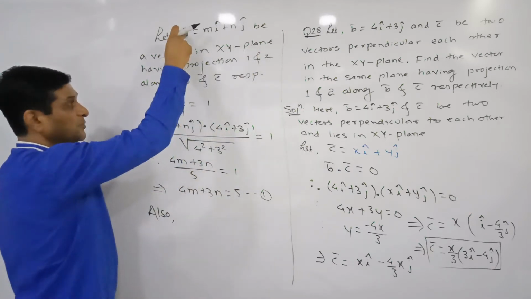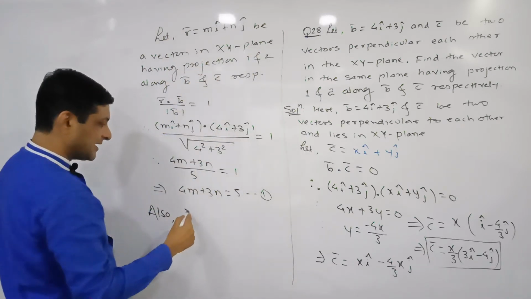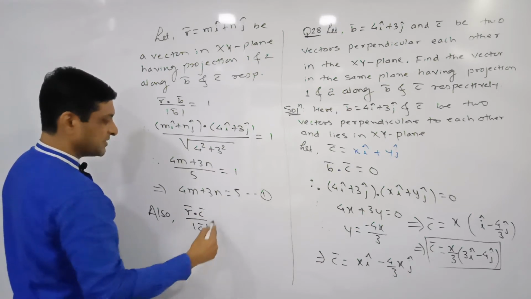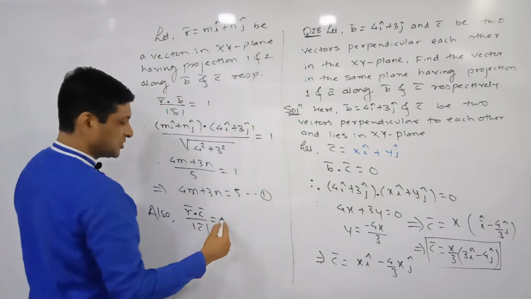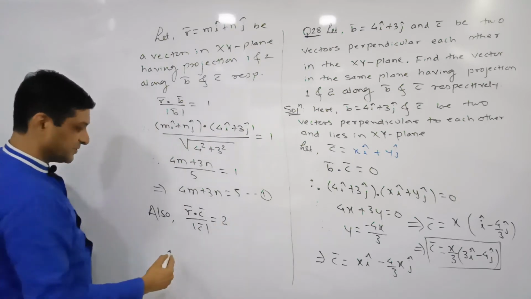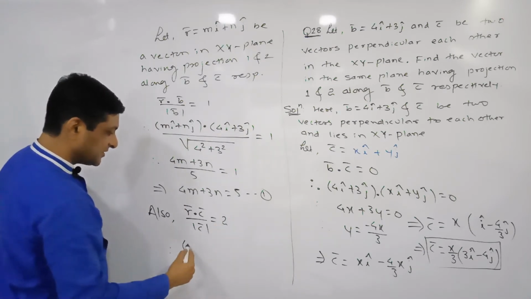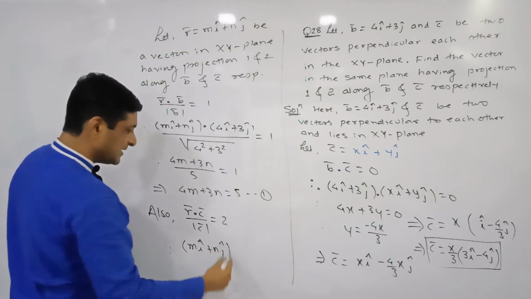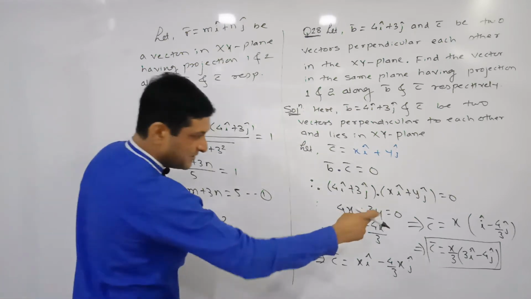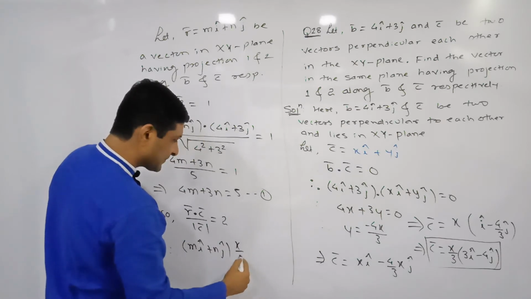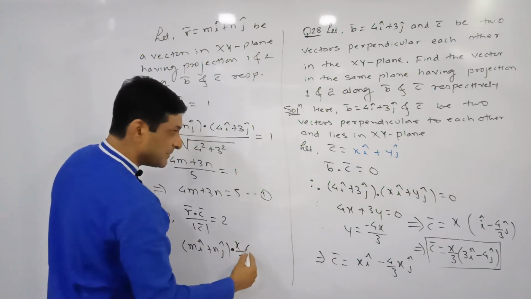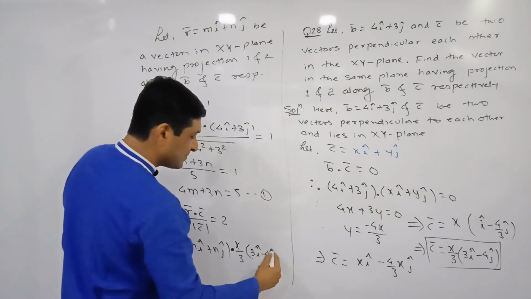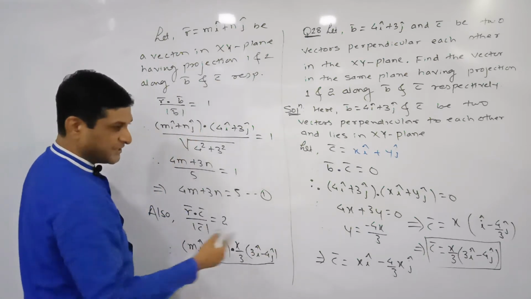What is the formula of projection? R bar dot C bar divided by magnitude of C bar. This projection is 2. Now substitute the values. R bar is nothing but M i cap plus N j cap. What is the value of C bar here? X by 3, 3 i cap minus 4 j cap. Keep this dot as it is, divided by magnitude of C bar.